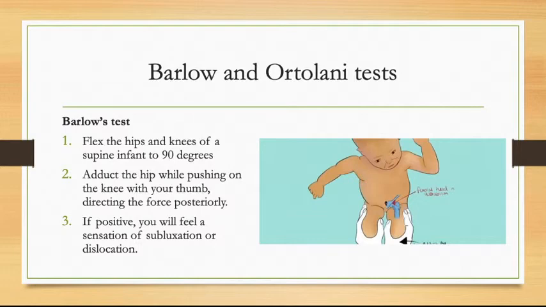While you're doing that, your other 2 fingers should be wrapped around the thigh, at the back. And if there's a positive, if the hip does dislocate, then the fingers at the back will feel the sensation of subluxation or dislocation. So you just have to put the legs together and then push down, hoping that your other 2 fingers at the back can feel that sensation.